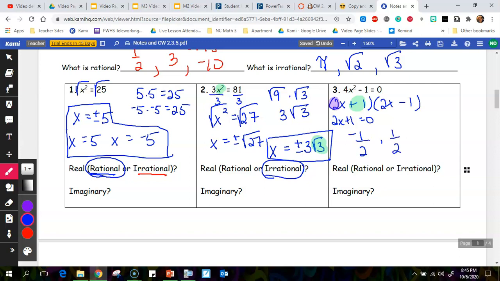Okay, those are rational. If it can be expressed as a fraction, it's a rational number. So these roots are rational. And you're not going to have one of each or anything.